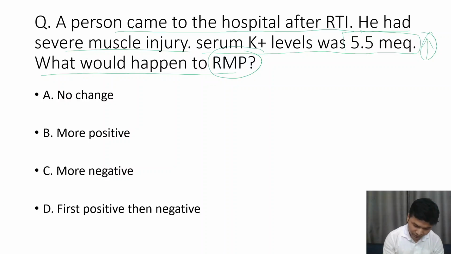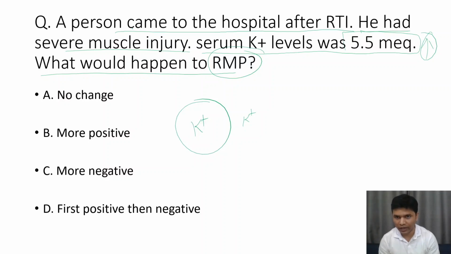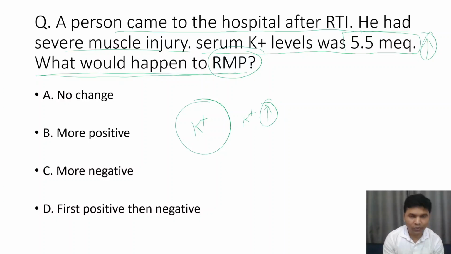So normally, inside the cell potassium is very high, and outside it is very low, around 4.5 like that. But here potassium is increased, because of the road traffic accident and the muscle injury. Because of leakage, potassium will come out from the injured muscle, and that is increasing the potassium level outside. So what would happen to the resting membrane potential?